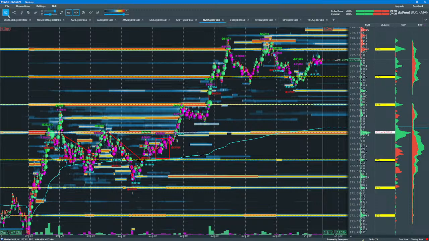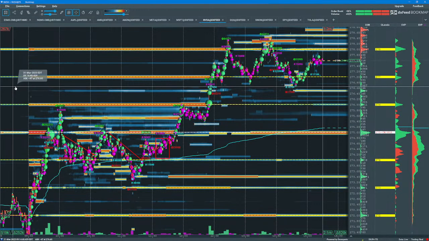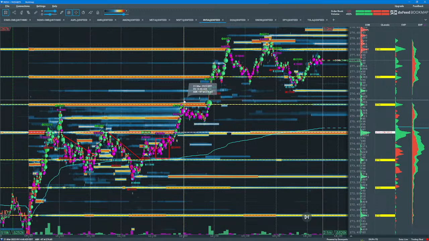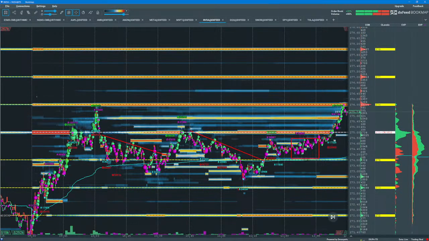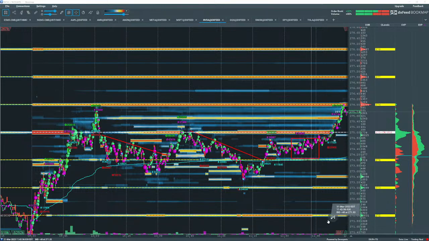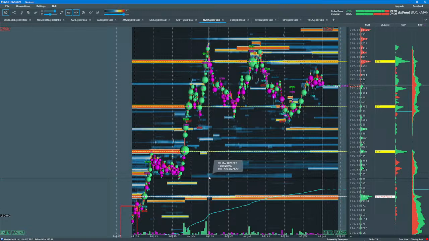So here's NVIDIA. Let's zoom in on the morning. So initially it looked like this 275 call wall key gamma strike level might act as resistance. There were a couple of tests and failures here and here, but that turned out to be just pullbacks for long entries as traders started buying calls.